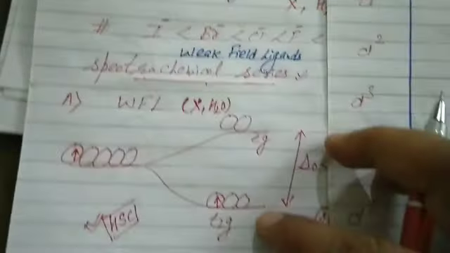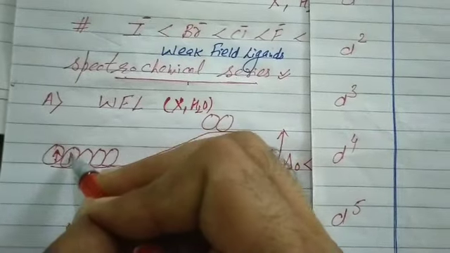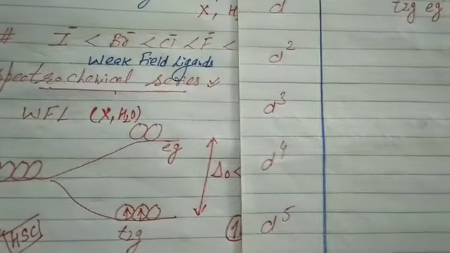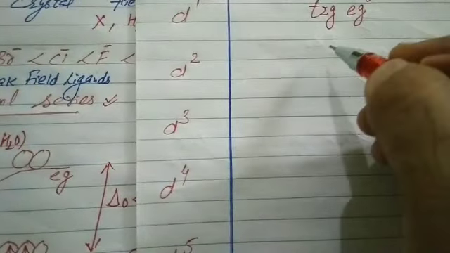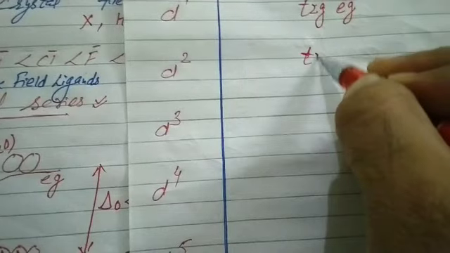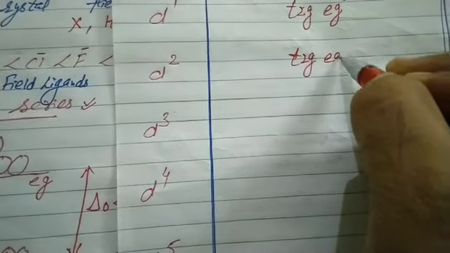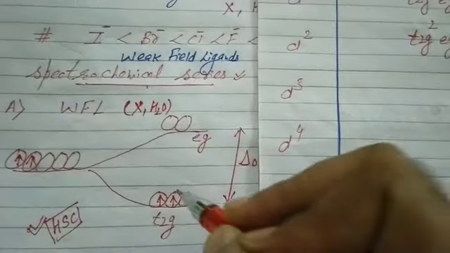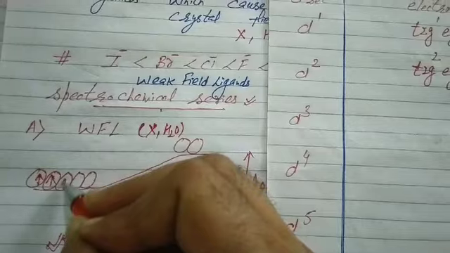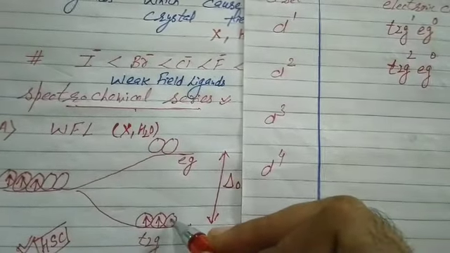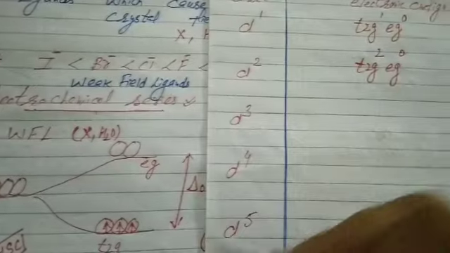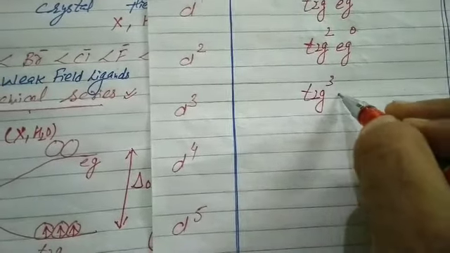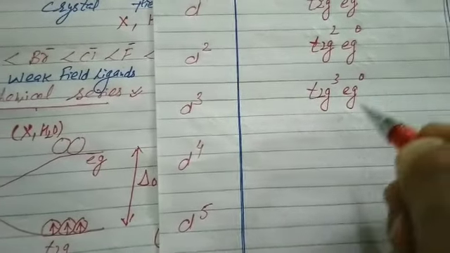Now when it is a d2 system, please come here. d2 means 2 electrons, again going to the t2g level. Now what is the possible configuration? Again you write t2g, eg: number of electrons in t2g 2 and eg 0. For d3, d3 means 3 electrons: 1, 2 and 3. The possible configuration is t2g electrons 3 and eg electrons 0.